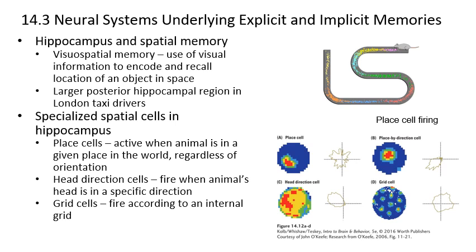Within the hippocampus, there are specialized spatial cells that have different functions. It's a little bit complex, but the three main types of cells are place cells, which are active when an animal is in a given place in the world, regardless of their orientation. So this little rat at the top, the different colors indicate different place cells that fire when the rat is in different areas of this maze that she has run through a number of times.